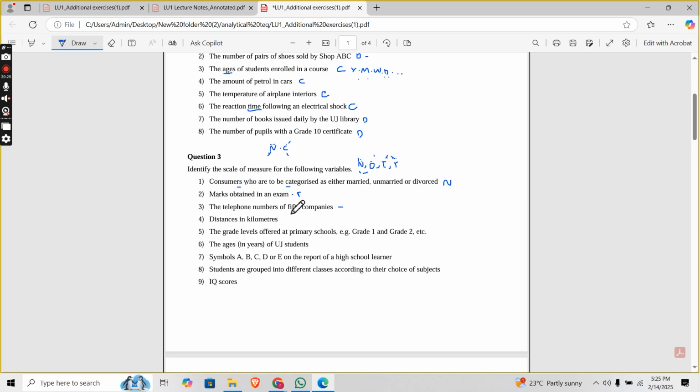We cannot add telephone numbers, so it's not numerical. That's the reason behind me choosing categorical and not numerical. And the reason behind me choosing nominal scale instead of ordinal scale is that the order in which we write the numbers does not matter.